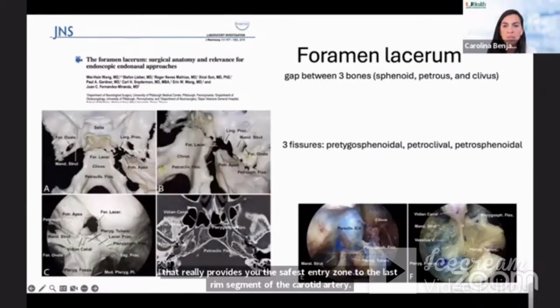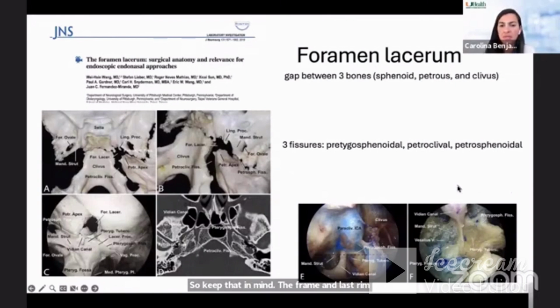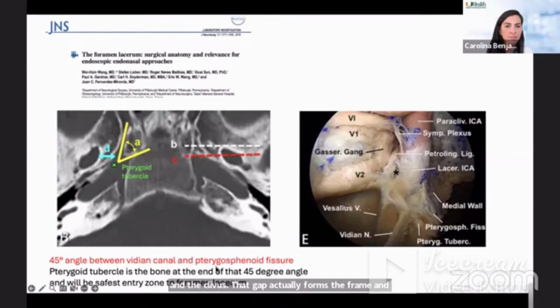So keep that in mind. The foramen lacerum is really going to be that gap between the sphenoid, the petrous, and the clivus. That gap forms the foramen lacerum, and you want to enter that at the safest entry zone, which is going to be at the pterygoid tubercle. So this becomes a very important landmark to be able to find that anterolateralmost aspect of the foramen lacerum segment.